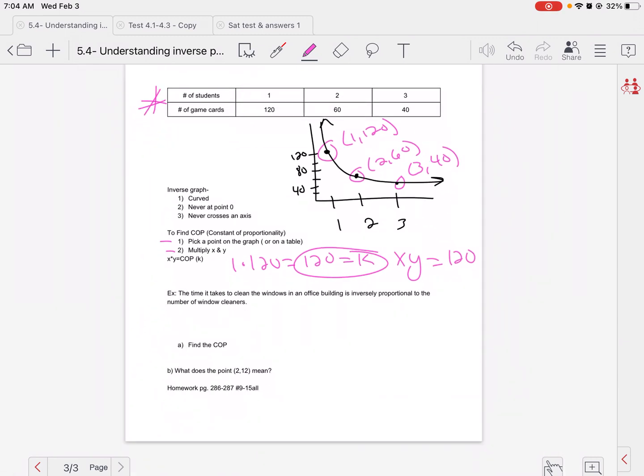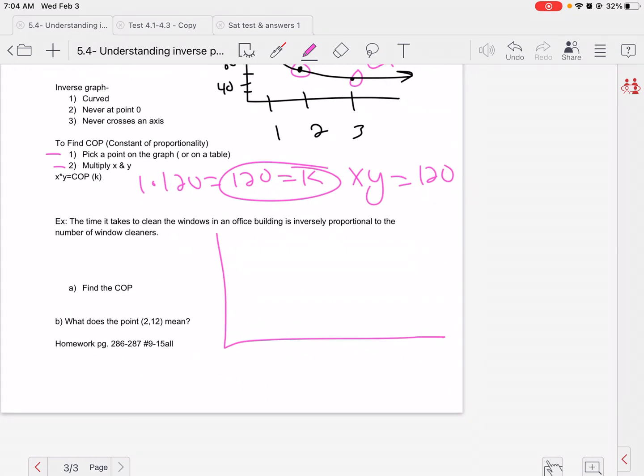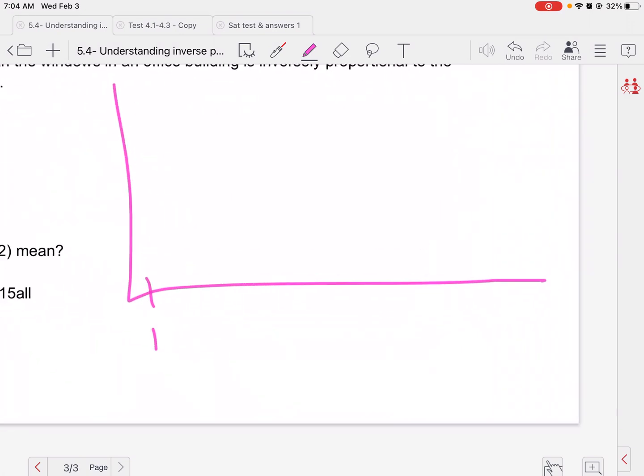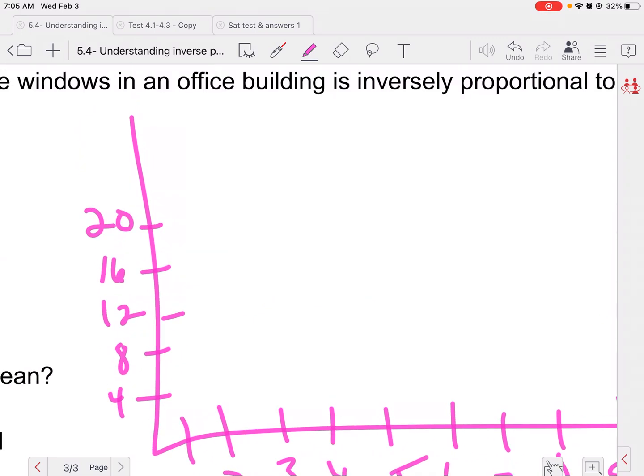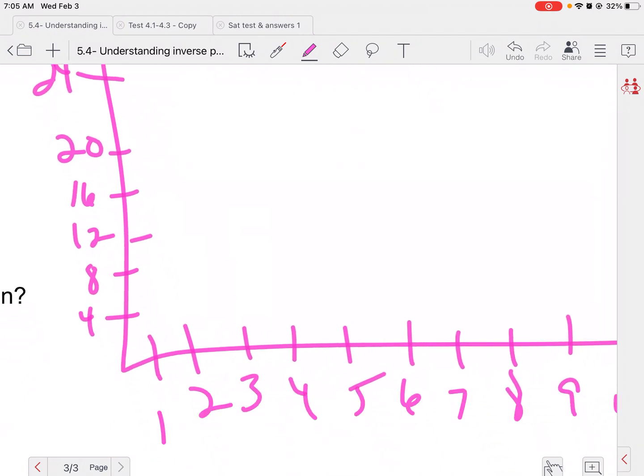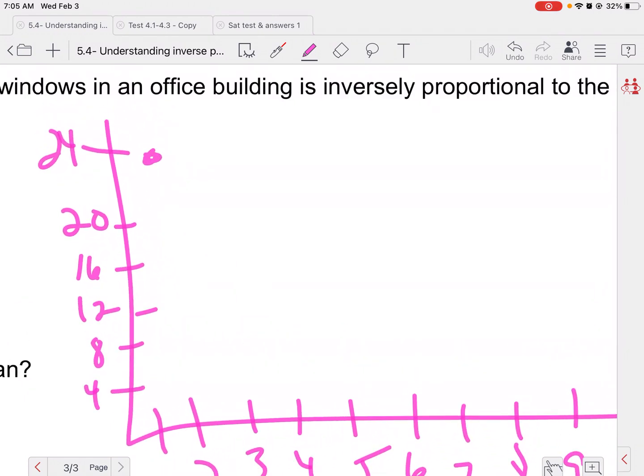All right. I believe I have to give you this graph, so let me grab that real fast. So we have: the time it takes to clean windows in an office is inversely proportional to the number of cleaners. So I'm going to have 1 through 12 down here at the bottom, so you can draw this graph with me. And then we're going to count by fours here: 4, 8, 12, 16, 20, and 24. Our first point is going to be (1, 24), and I'm going to label these points as well just so we have them.